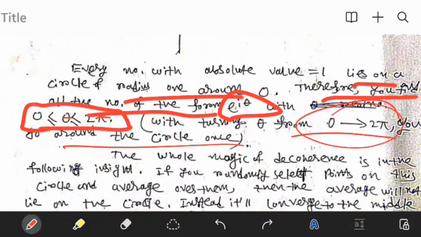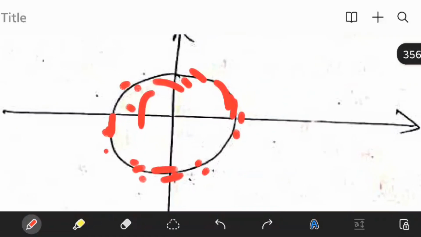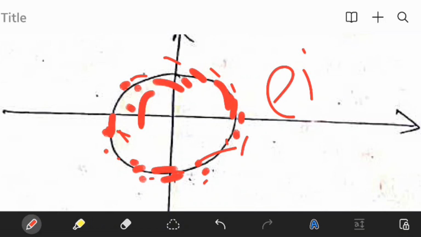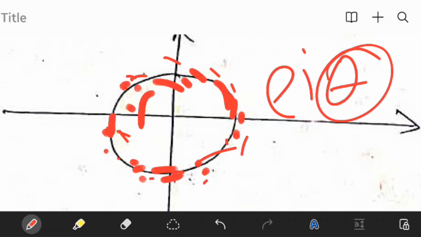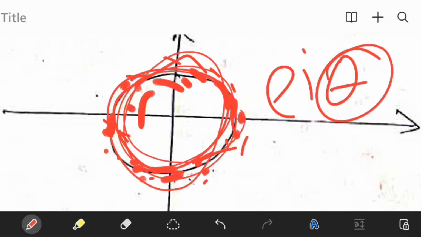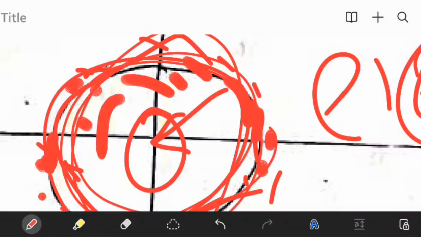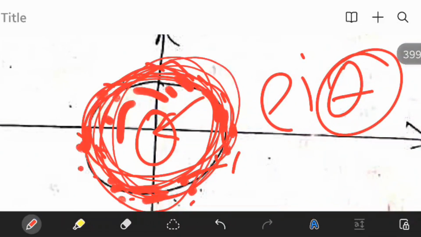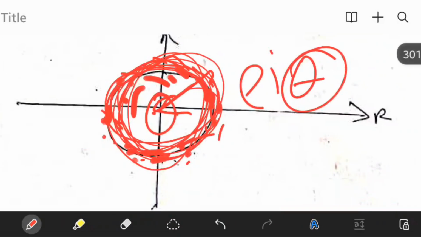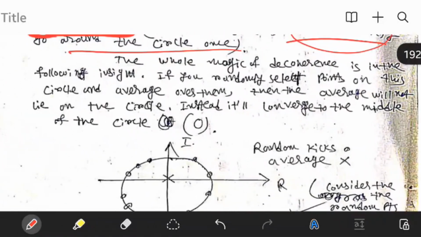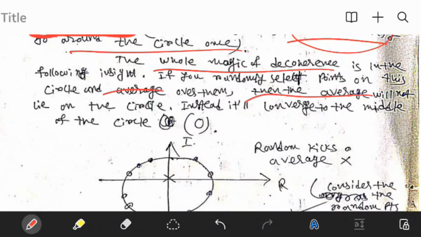But did we really take the average? No. These dots are really the random peaks, the random bumps, the random changes of theta. But what is the average of the system? The average is 0. The average is actually 0, not this circle. It is not the average. The average is 0. It is the magic of decoherence. You will not get a point on the circle in case of average, but you will go to the center, which is 0.